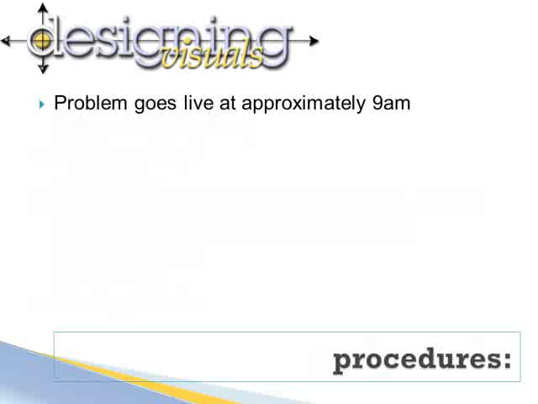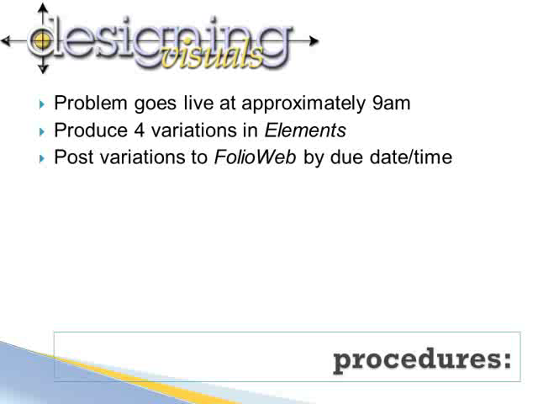Okay, so let's review our procedures here very briefly. For our design problems, the problem goes live at 9 a.m. The link will be live, you might see it a little bit earlier than that, but early in the morning, the day that the assignment is assigned. You'll produce 4 variations to solve that design problem from the web page that goes live. You'll use Adobe Photoshop Elements to produce those variations, and you'll upload those variations to your Folio or FolioWeb DesViz web folder by the due date and time.